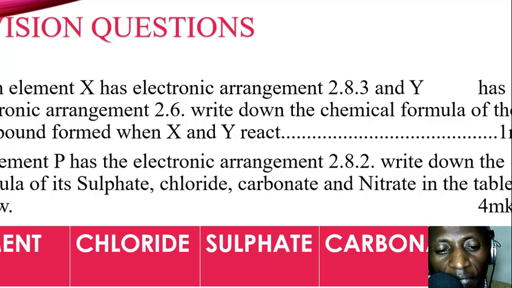In question number 2, an element P has the electronic arrangement 2.8.2. Write down the formula of its sulfate, its chloride, its carbonate, and nitrate in the table below. So the most important thing is to identify the valency of P and then match that with the respective valencies of the radicals given there, and you'll be able to fill in that table very well.